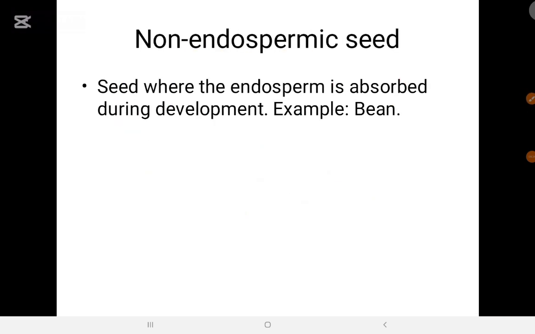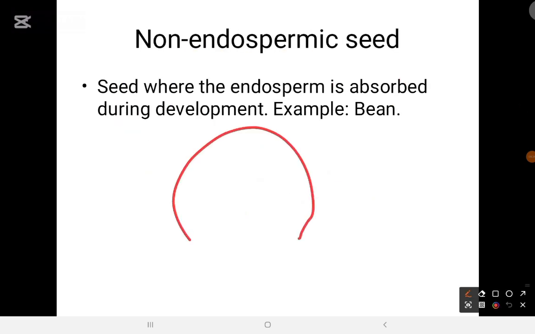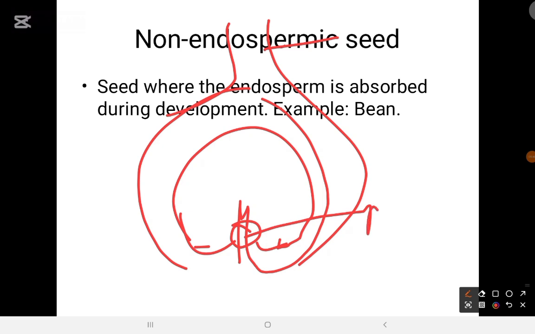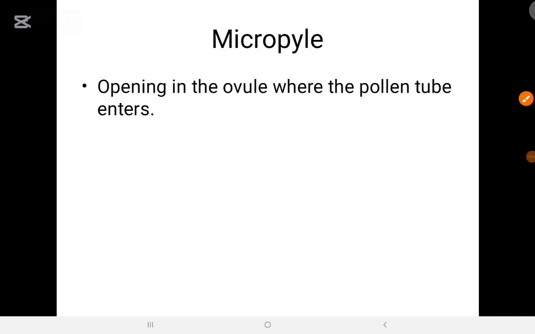So inside the ovary, if this was the ovary here, it's going to continue upwards to the style there. So there's going to be a part here where the pollen tube will enter through. That opening there is called the micropyle. All right.